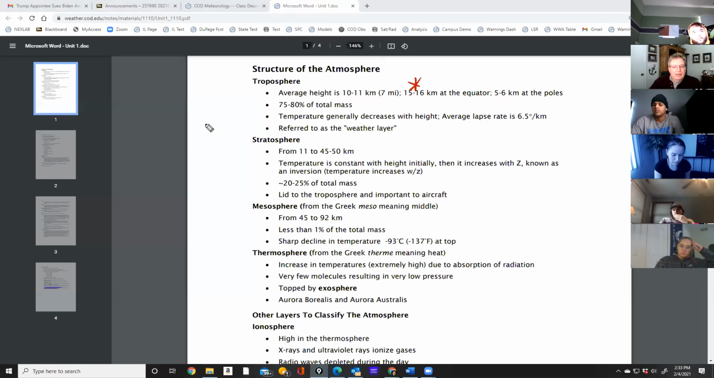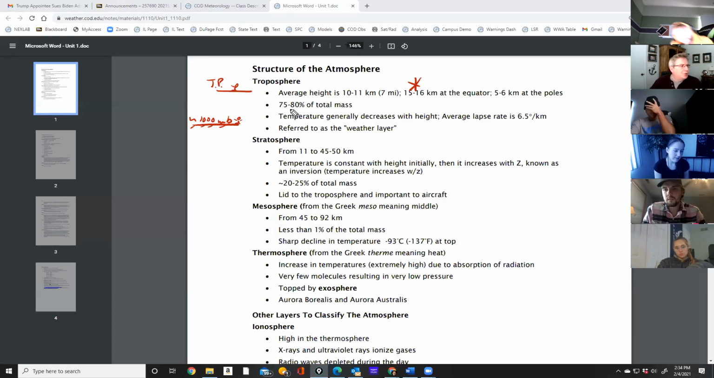So if the pressure on the ground is around 1,000 millibars, and you're standing on the ground, how much air is above me? 100%. All of it. When I'm at the tropopause, if I were standing at the tropopause or floating in space, how much air is still above me? 20 to 25%.